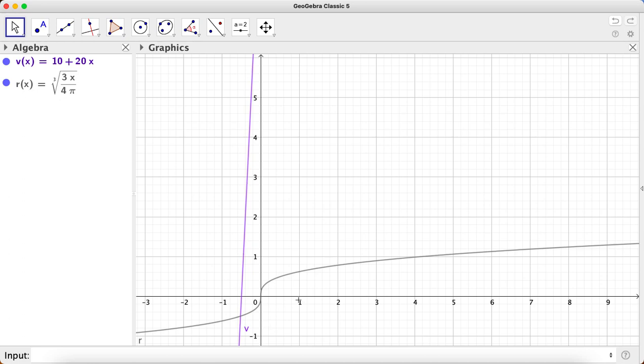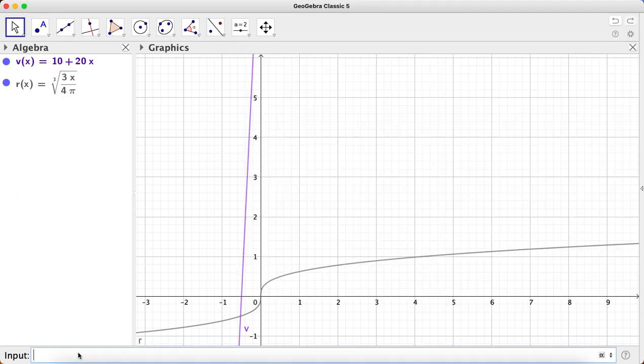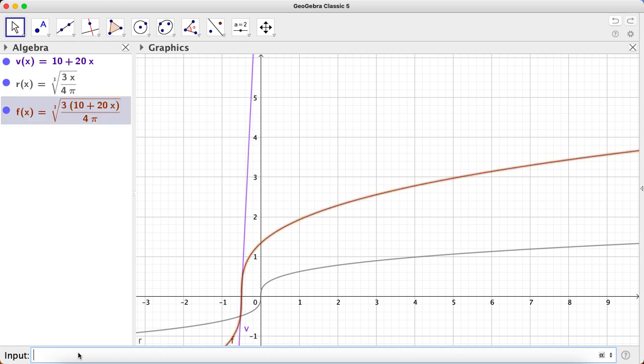And then we're going to go ahead and answer the first question on here that says provide a function that expresses a radius as a function of time. Okay, well, we have the volume and we have the radius. And the radius is actually a function of the volume, so we need to put the volume inside of the radius. So we're going to have the radius composed of the volume of time. And then we have our new formula right there.